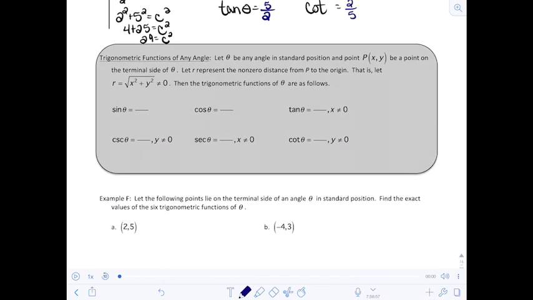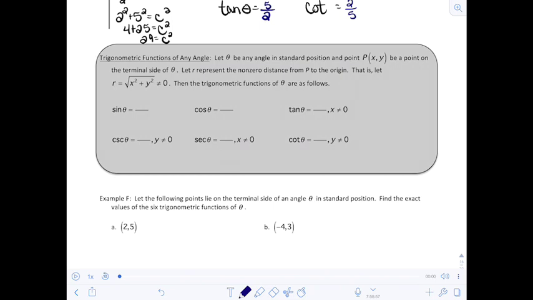Okay, so then, theta is any angle in standard position. The point P(x, y) is a point on the terminal side, and r represents the non-zero distance from P to the origin. So here's what that means. r is the radius of that circle. So we're no longer saying that the radius is necessarily 1. The radius could be 5. The radius could be 1/2.